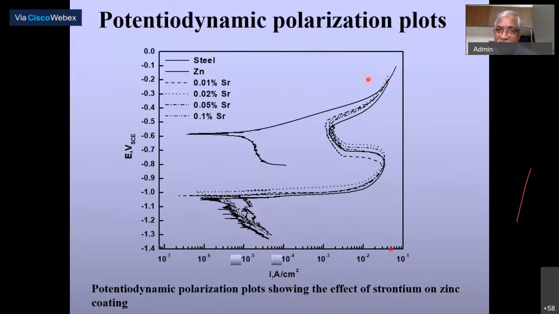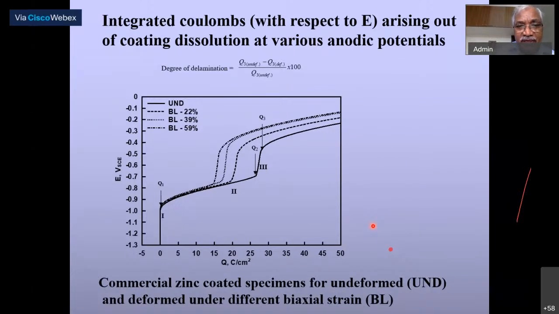So we used this particular curve in a different manner, for the deformation study. In a company like Tata Motors or Mahindra, the hot dip galvanized steel is stretched to form sheet metal, right? The body has to be formed. When it forms, how much coating remains on the surface? How do you quantify it? So we started quantifying that in a different manner. We take the undeformed sample, then deform it using biaxial stresses, 22%, 39%, and 59%. These are strains, just strain. So you have stretched it to 22%, 39%, and so on.